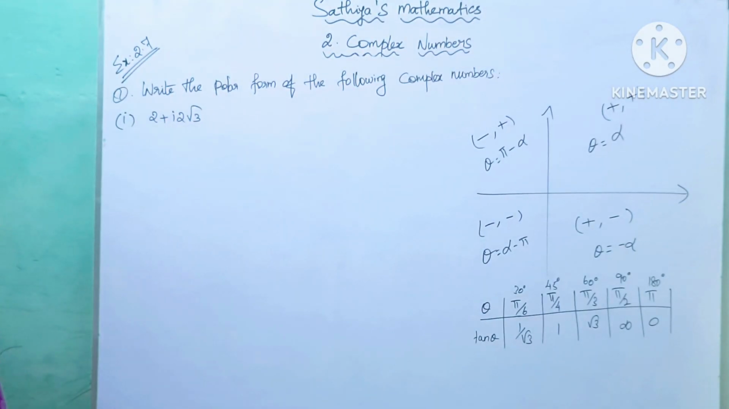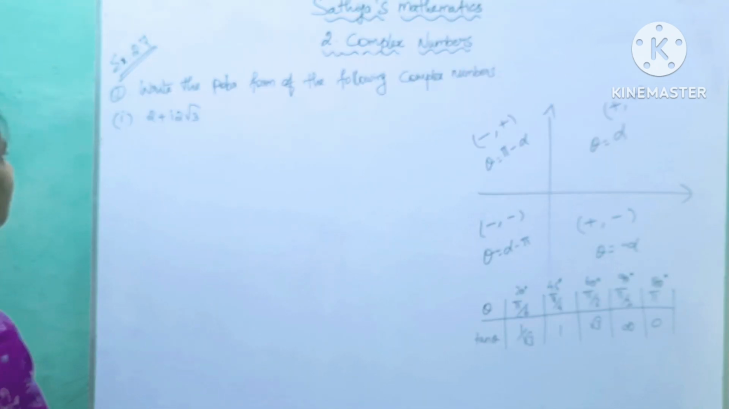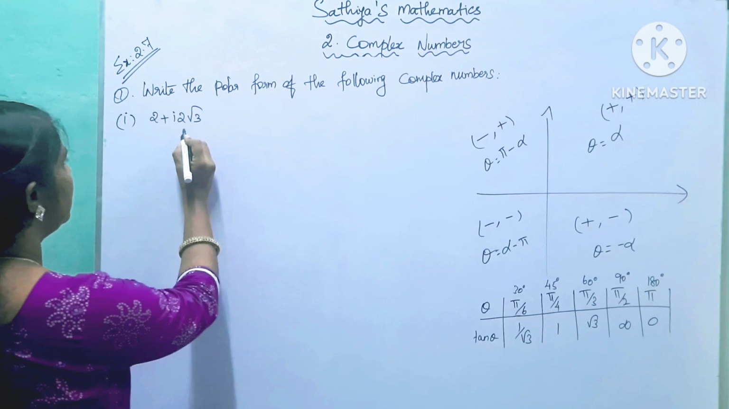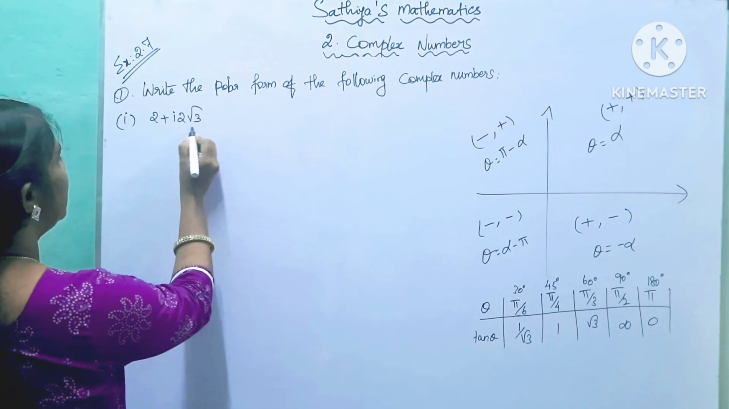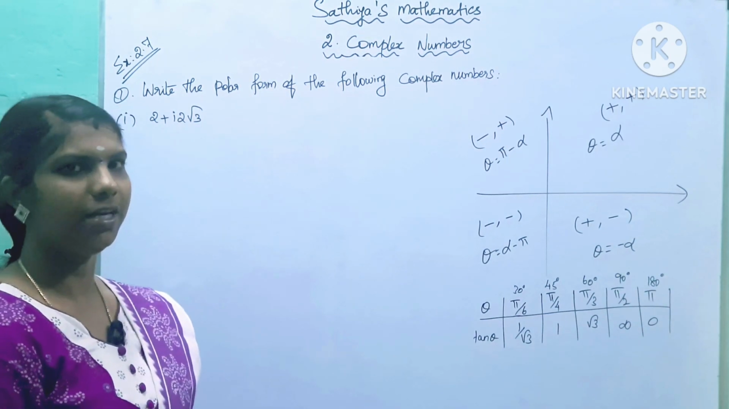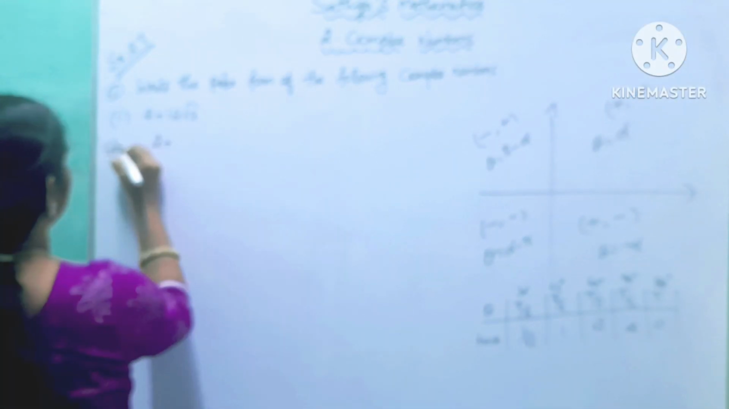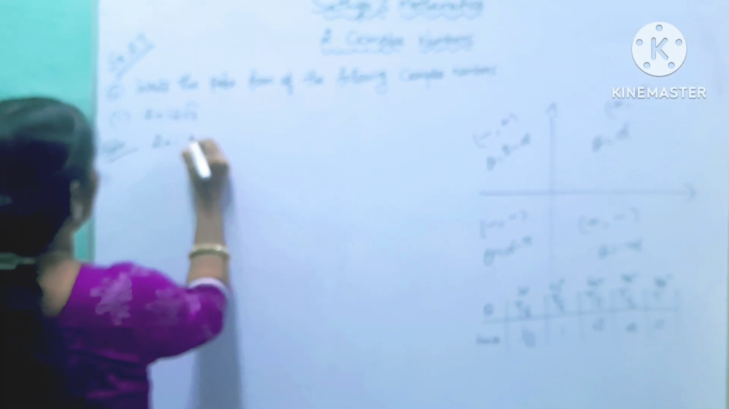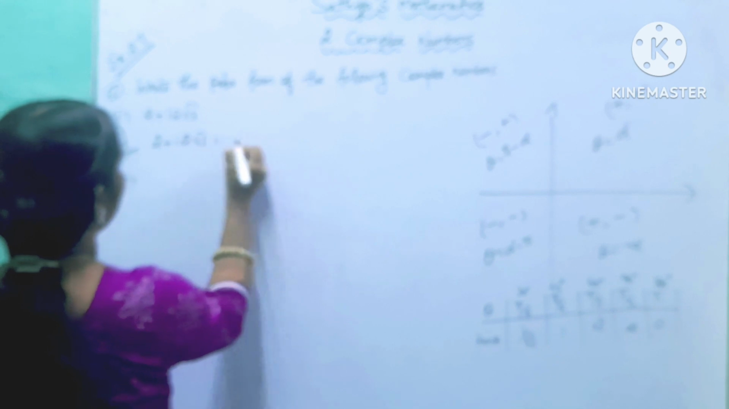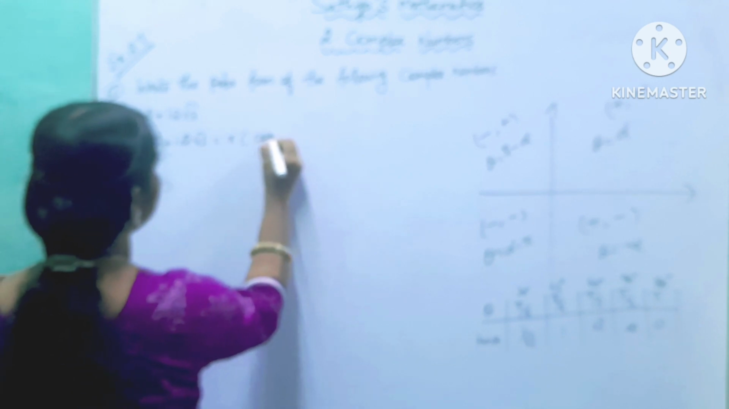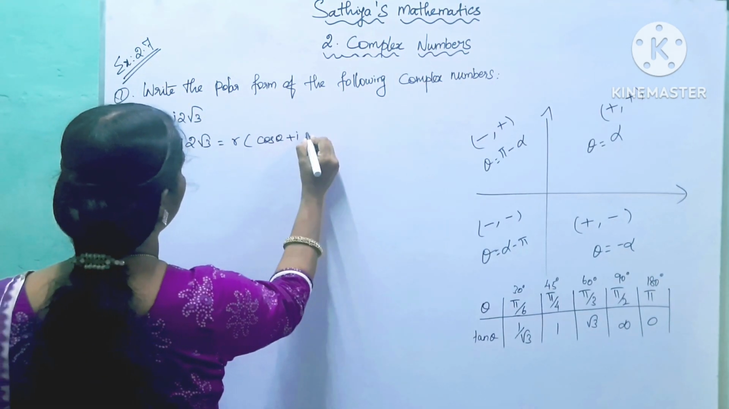In this video, we will talk about chapter 2, complex numbers, exercise 2.7, sum number 1: write the polar form of the complex numbers. This is the first subdivision, 2 plus i 2 root 3. So, 2 plus i 2 root 3 is a complex number. We will find its polar form. Solution: the polar form of 2 plus i 2 root 3 is nothing but r into cos theta plus i sin theta.